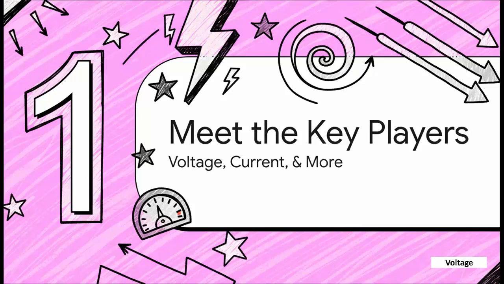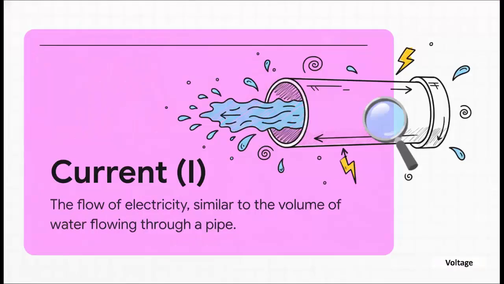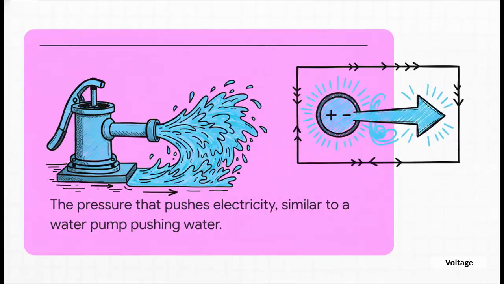Okay, so first things first. In this story of electricity, there are three main characters, three key players you absolutely need to know. Let's meet them. First up, we've got current. You'll see it written as the letter I. Now, current is the actual stuff that's moving. In our water analogy, it's how much water is flowing through the pipe. It's the physical flow. So, more water moving past a certain point means you've got a stronger current. Simple as that.